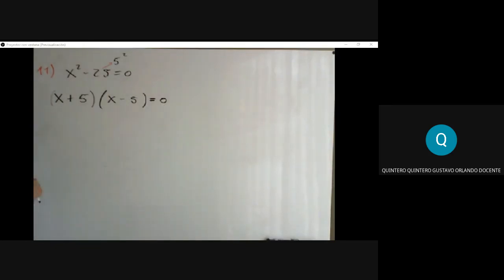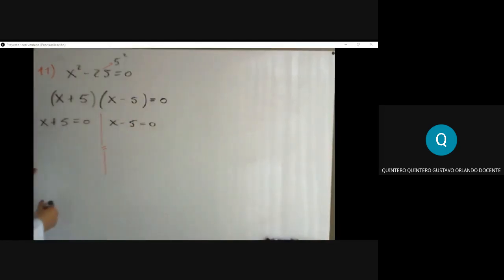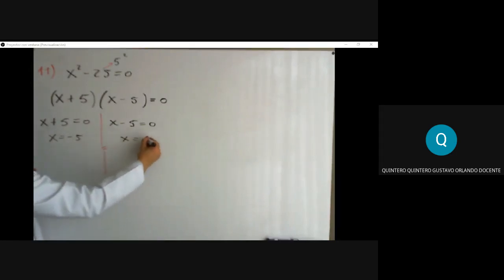And just like in the other exercise, now that we have a factorization equal to 0, we can split the two factorizations into two equations. The first one, x plus 5 equal to 0. And the second one, x minus 5 equal to 0. Isolate each individually. Here, the first solution is x equals negative 5. The second solution is x equals positive 5.